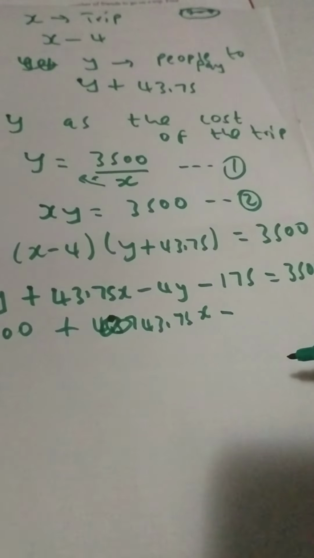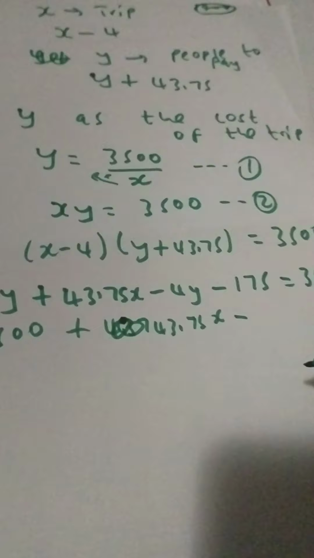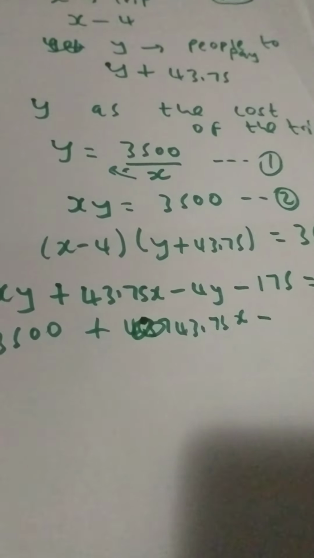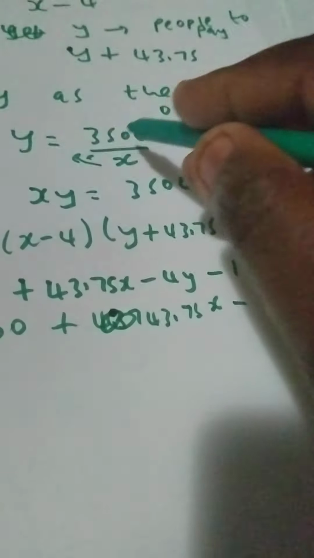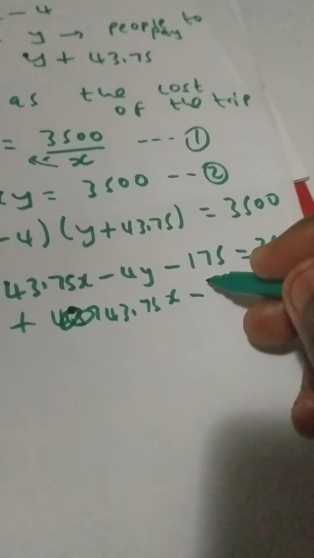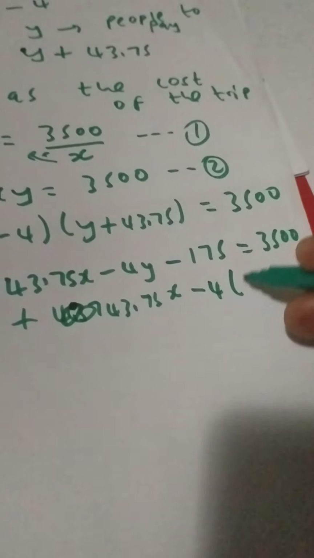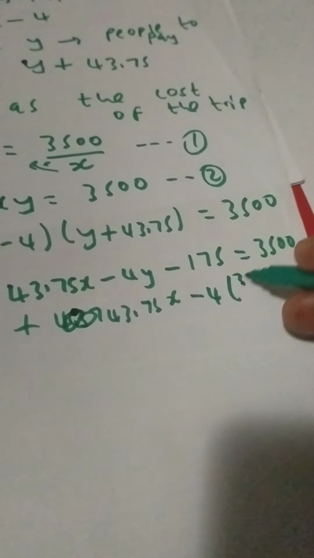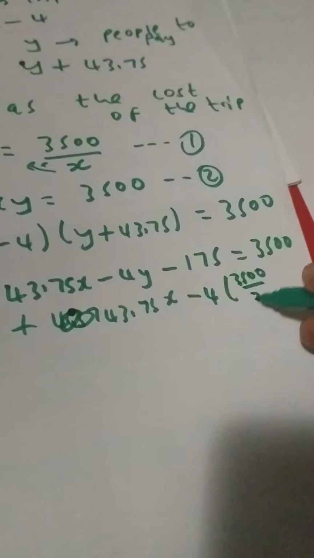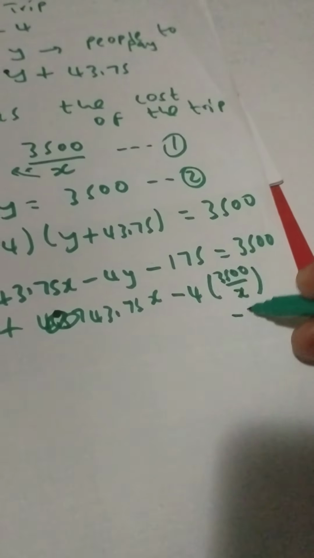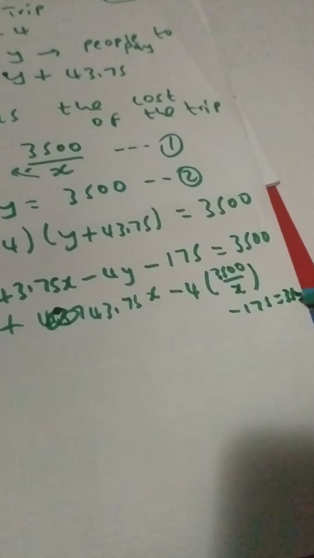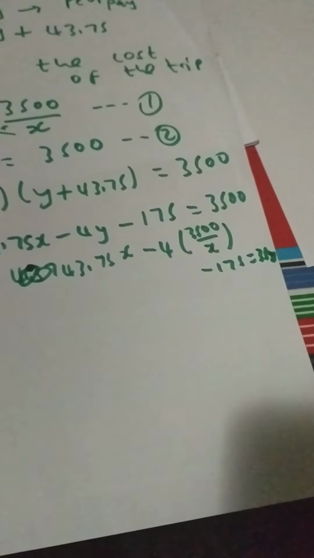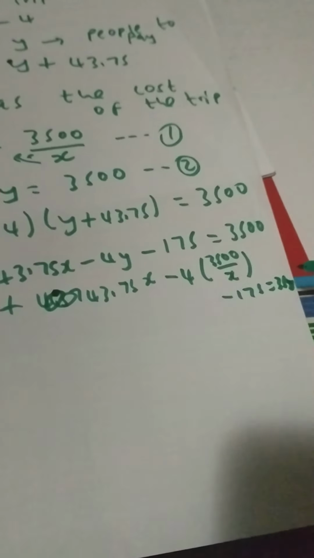I used number 2 for xy. Number 1, y is, before I simplify to number 2, y was that. You just go back. You will see why I'm going to put it back as it was. That will save me time because I'm trying to avoid having two letters at the same time. This will be 3,500 over x, then minus 175 is equal to 3,500. Hope that will make sense. It's going to be too much squeezed in one point.